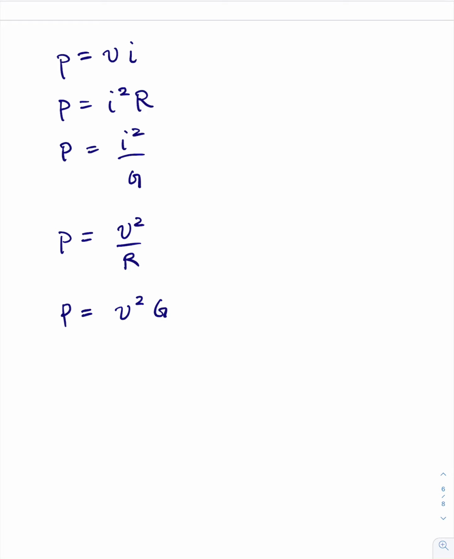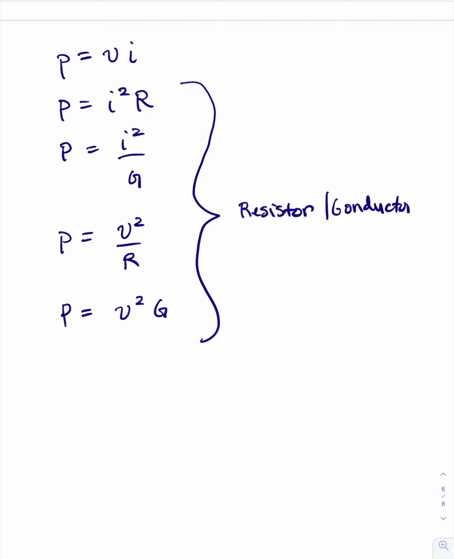So that gives us several ways to define power in terms of a resistor or a conductor. That should be a G, conductor. Or in terms of a voltage source or current source, or you would have both voltage and current. Okay.